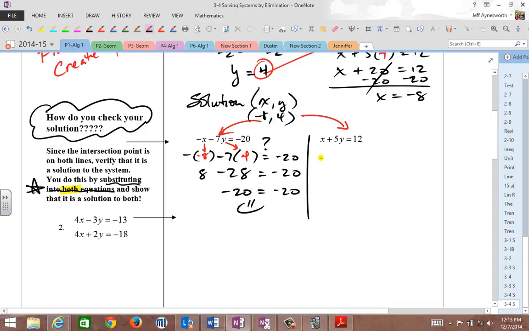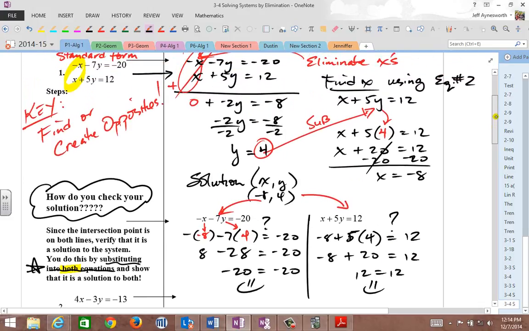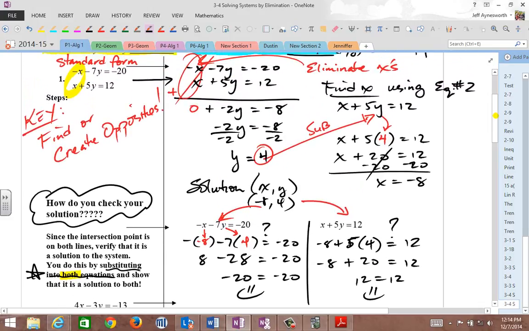So is negative 8 plus 5 times y, which is 4, equal to 12? I don't know. Let's find out. Is negative 8 plus 20 equal to 12? And the answer is yes. 20 minus 8 is 12. And so it's a solution to the second equation too. So we can see that our ordered pair, negative 8 comma 4, is correct because it satisfies both equations in the system. And you check that by substitution.